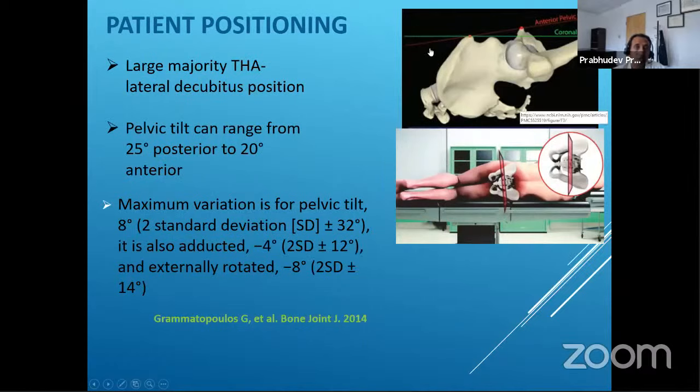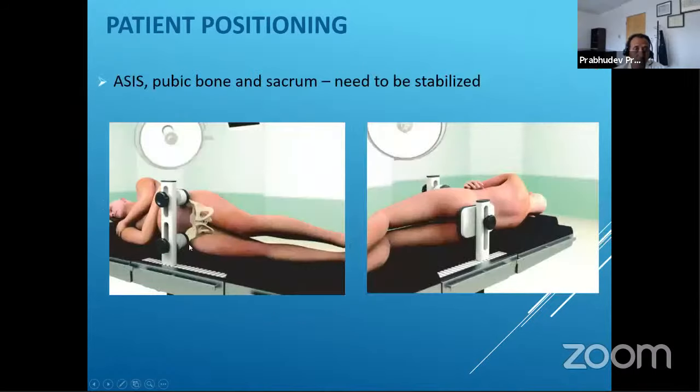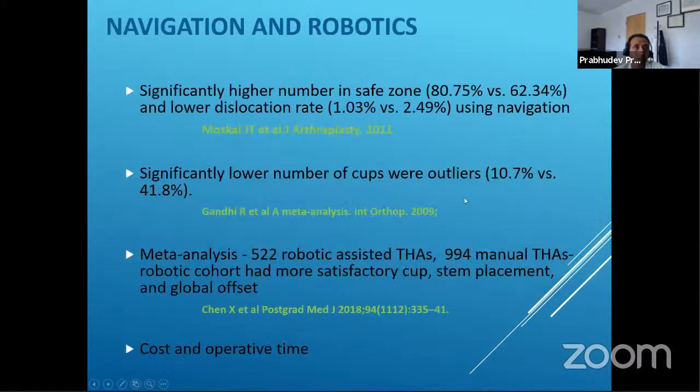Patient positioning is very important, especially in a posterior approach. We know that the pelvis can be tilted significantly in the lateral position. The pelvic tilt can range from 25 degrees posterior to 20 degrees anterior. So it's very important to stabilize the pelvis with appropriate stabilization of the anterior superior iliac spines and the sacrum.